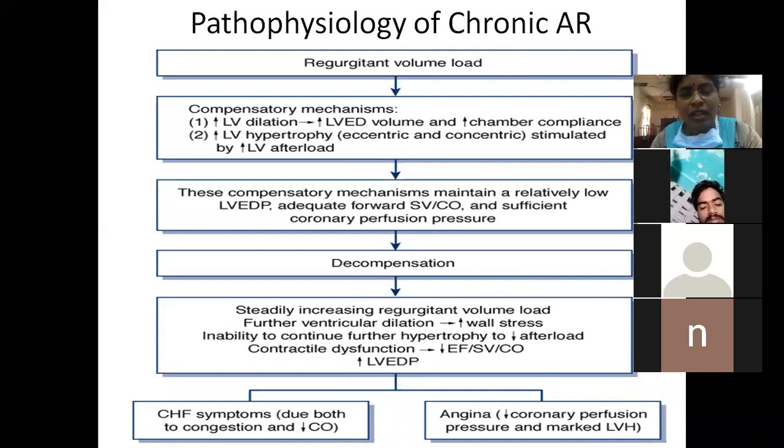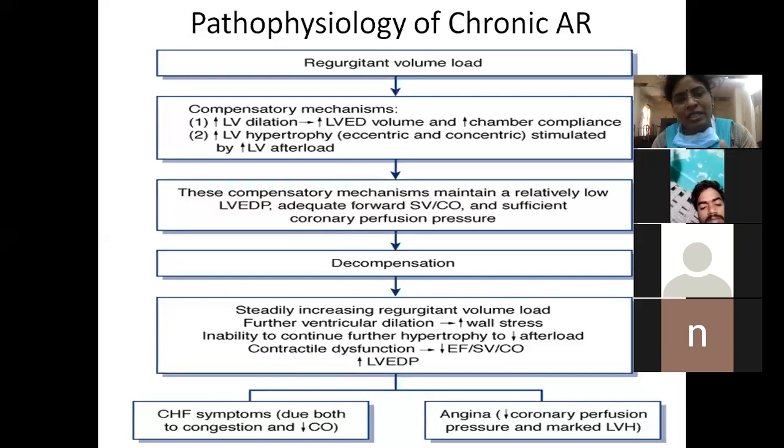So the first change is, because of the regurgitant volume, the left ventricle chamber is enlarged, or left ventricular dilatation. Why is there left ventricular dilatation? Because of the volume in the left ventricle at the end of diastole. Why is there increased volume? One is the volume from the left atrium and the other is the volume from the regurgitant chamber. End-diastolic volumes increase. So increased volume and increased chamber compliance lead to dilatation.